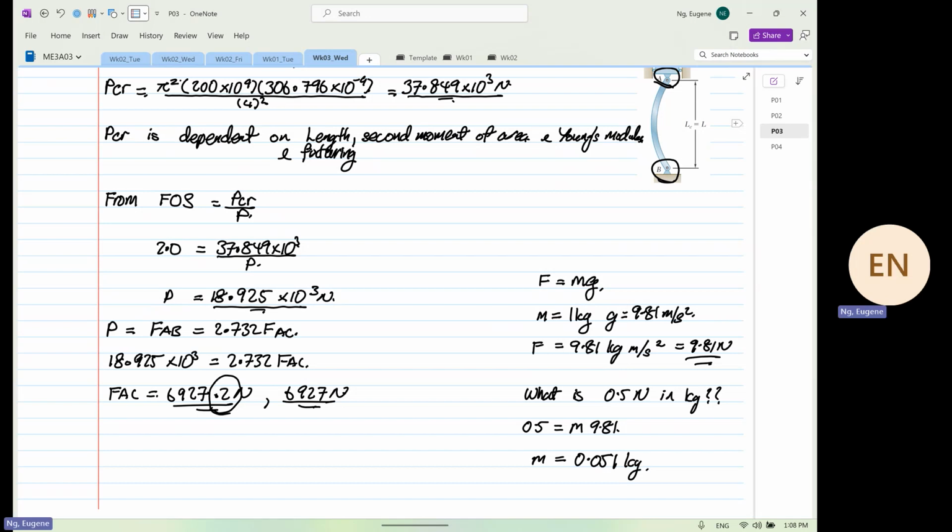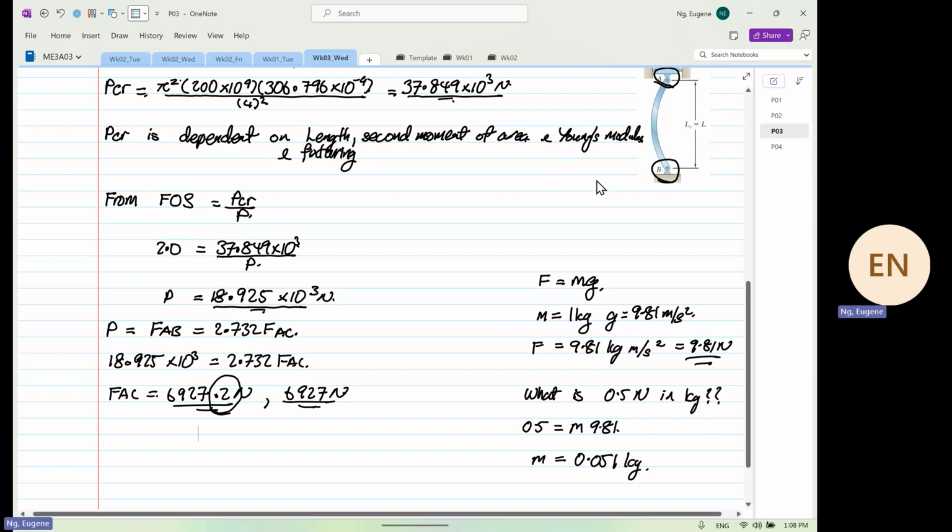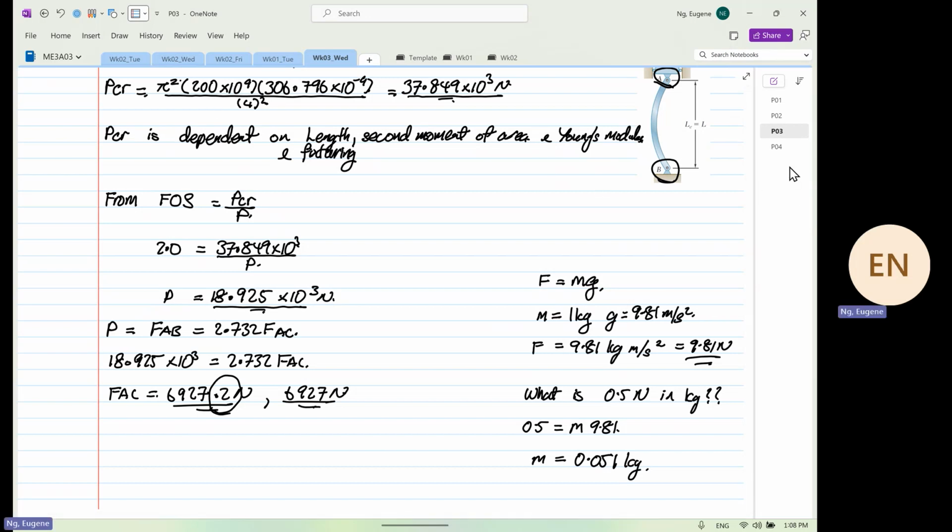Right, so FAC is 6927 Newton. Right, we do another example. Is this example clear? Yes, sir.